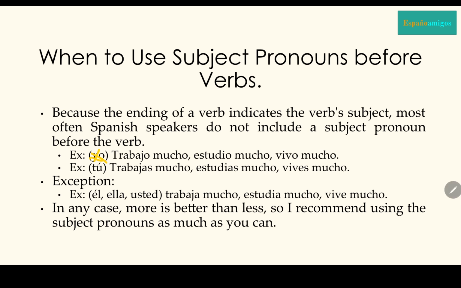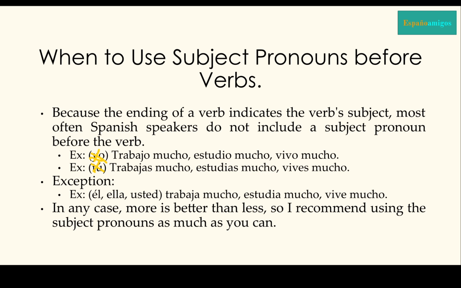Then the next one says, tú trabajas mucho. In this case, again, you can just skip it or omit it and continue with the verb. You only have to say, trabajas mucho. Estudias mucho. Vives mucho. The first sentence means I work a lot. I study a lot. I live a lot. Then the second sentence is you work a lot. You study a lot. You live a lot.